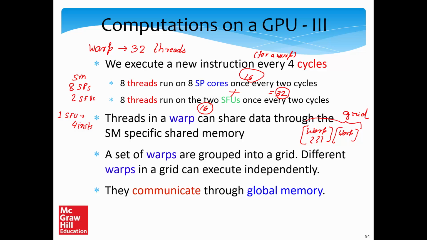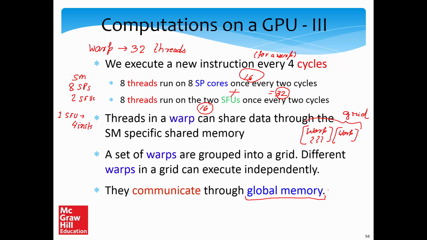Different warps will not communicate through the SM-specific shared memory, but they will communicate through global memory, which is essentially the DRAM modules that are either in the GPU or off-chip DRAM modules.